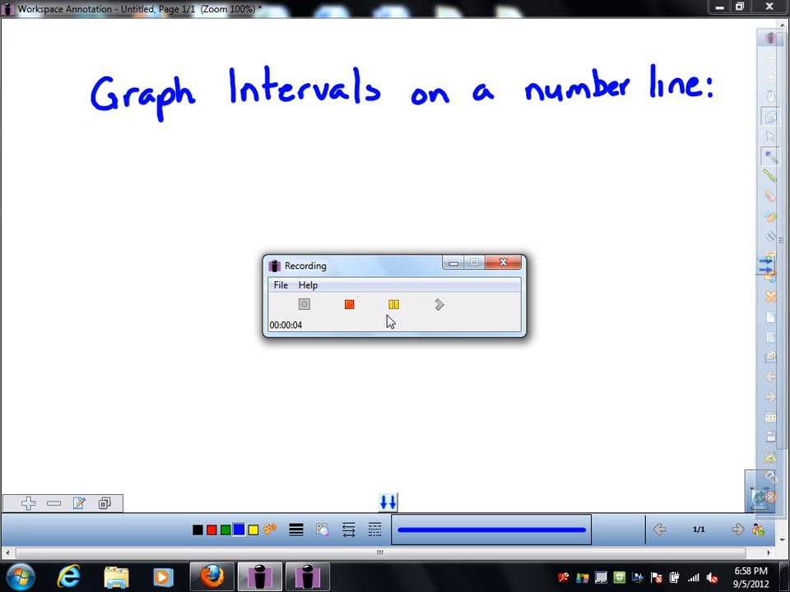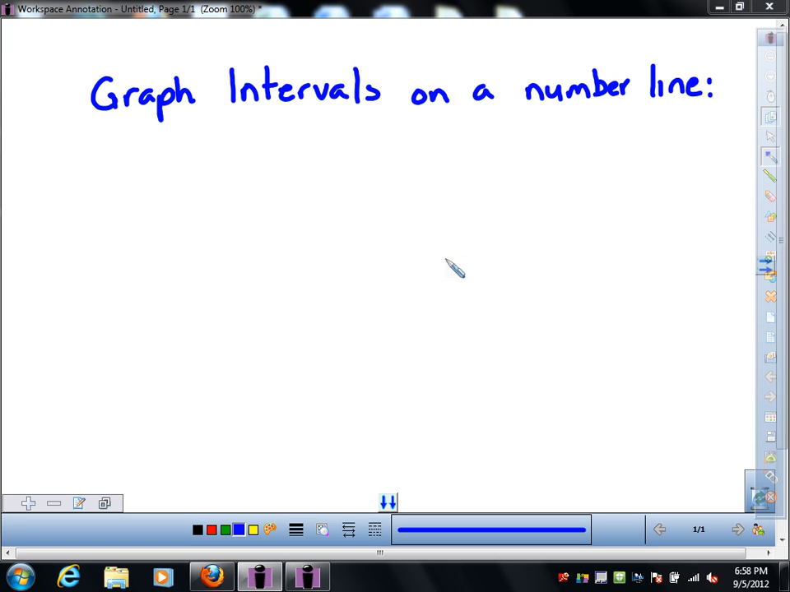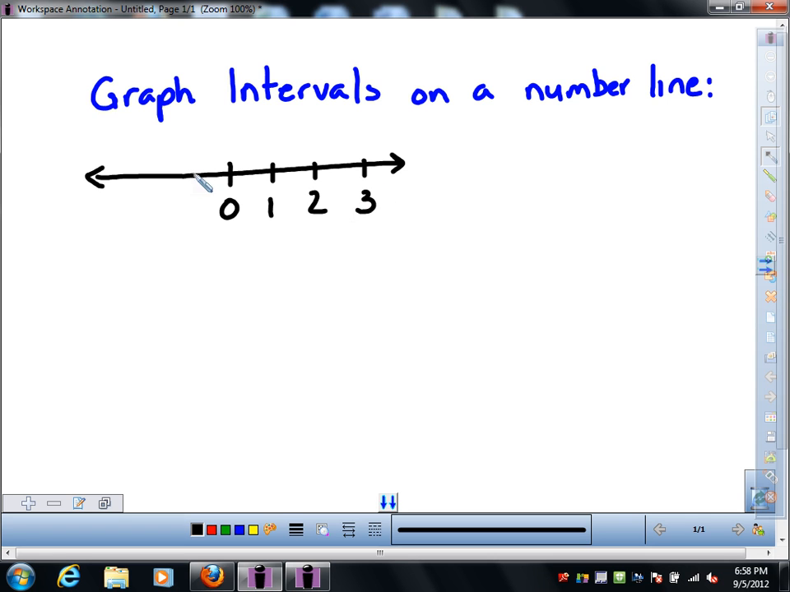We are now going to do graph intervals on a number line. Most of you are familiar with graphing numbers on a number line. As an example, you might draw a simple number line, and if you were asked to plot points on this number line, you would typically start with the normal numbers, 1, 2, 3, 0, and the other integers, -1, -2, and -3. Fairly common for us.